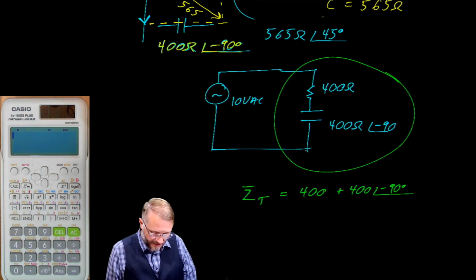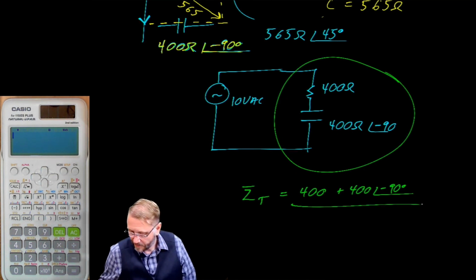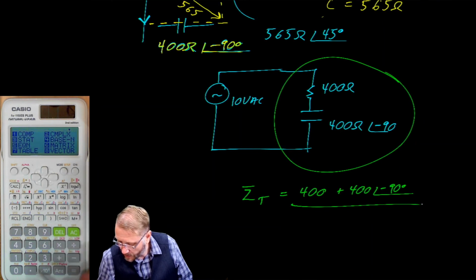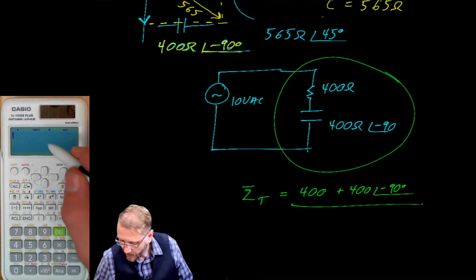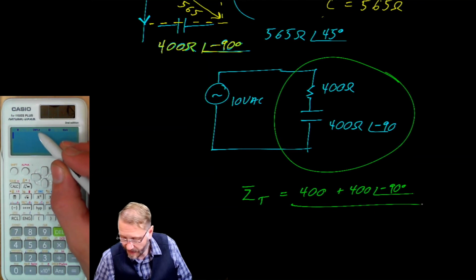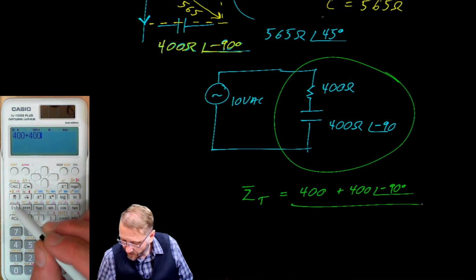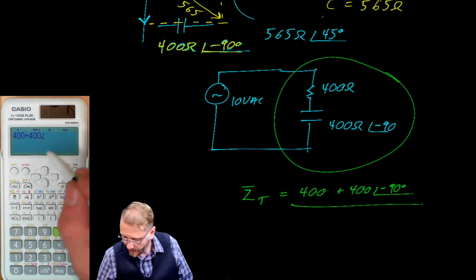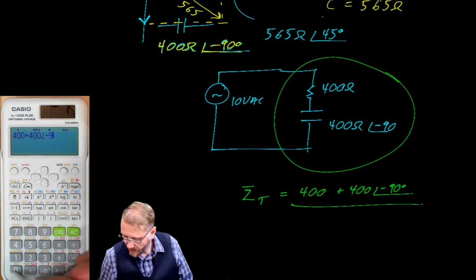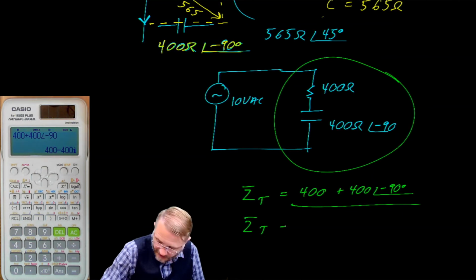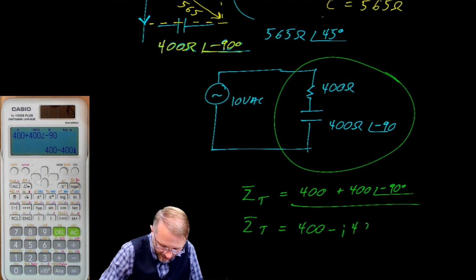Your calculator could solve this type of problem very simply, but we need to go into a certain mode first. So you go to mode, complex, and you should see complex in the screen right there. Now we enter it as 400 plus 400 at a phase angle, see the little angle there, of negative 90. And that tells us that the total is equal to 400 minus J 400.